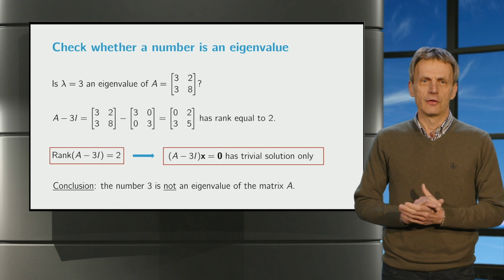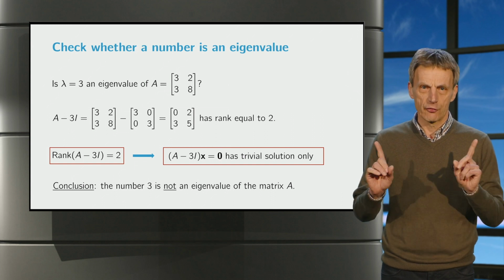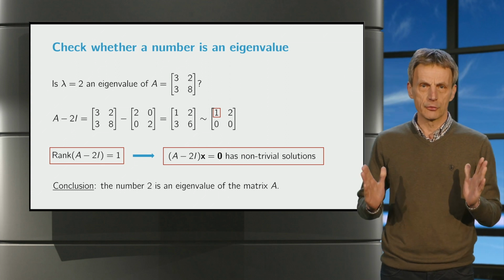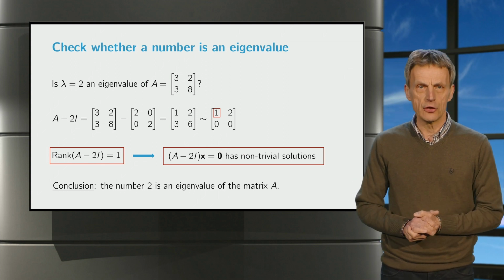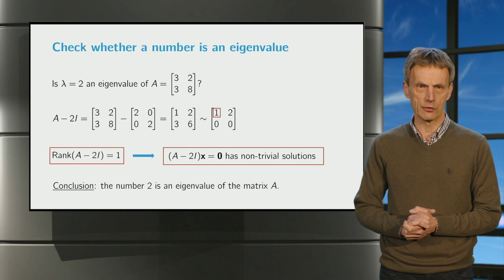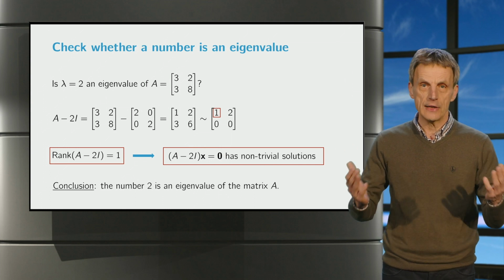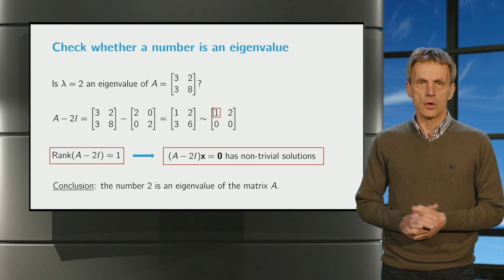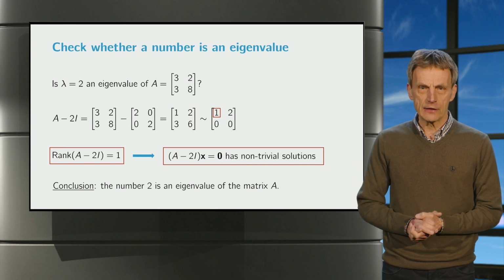To round off, let's have another look at our first example. The number 2 is an eigenvalue of the matrix A because there exists at least one non-zero vector x such that A times x is equal to 2 times x. Such a vector is called an eigenvector of A belonging to the eigenvalue 2.